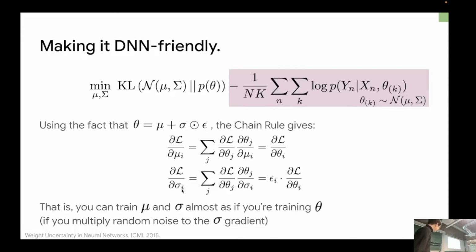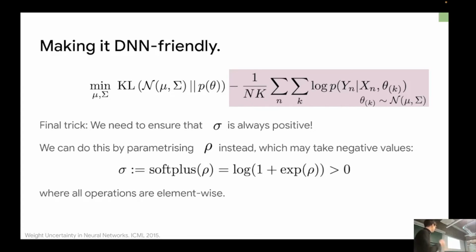So the gradient is actually the same for mu. For sigma, the only difference is that you're going to have a factor here, which is multiplied on top, which is essentially a sample from this noise distribution, the unit Gaussian. So you can do the gradient descent for mu and sigma almost in the same way as you do gradient descent for theta. You just need to multiply this factor here on top of the gradient to get the gradient for sigma. That's it. So it's very DNN friendly.